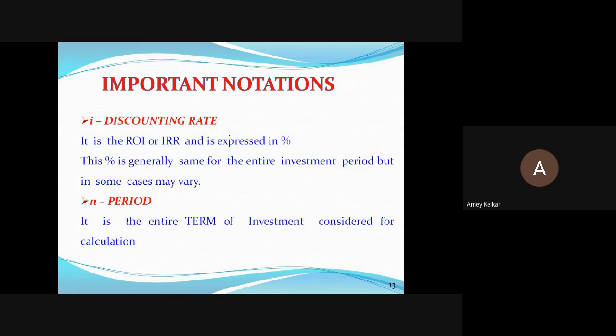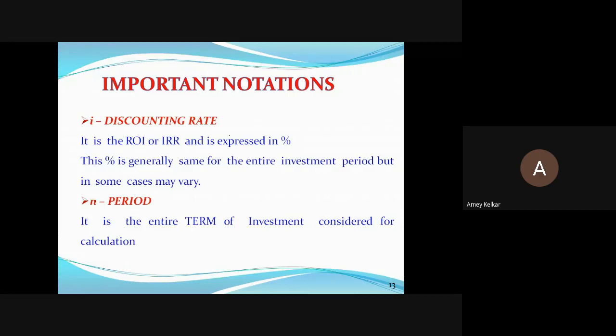So first, discounting rate. Okay, we have studied about this. It is the rate of interest or internal rate of return and expressed in percentage. This percentage is generally the same for the entire investment period, but in some cases it may vary. Now, what do I mean by this? It generally remains constant for the given period, but in some cases we see things such that for the first 5 years the rate of interest charged is something different. For the next 5 years the rate of interest charged can be something different.